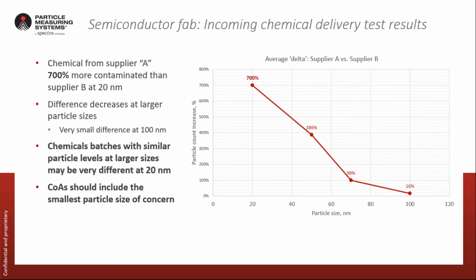So this data shows how chemical batches that appear very clean when you're looking at large particle sizes may in fact be very different when you move towards smaller particle sizes, such as 20 nanometers. So this shows that particle monitoring and the COA should be performed at the smallest size of concern for your process. So you cannot measure, for example, at 100 nanometers and assume because the chemical appears clean at this size, it will also be clean at 20 nanometers.